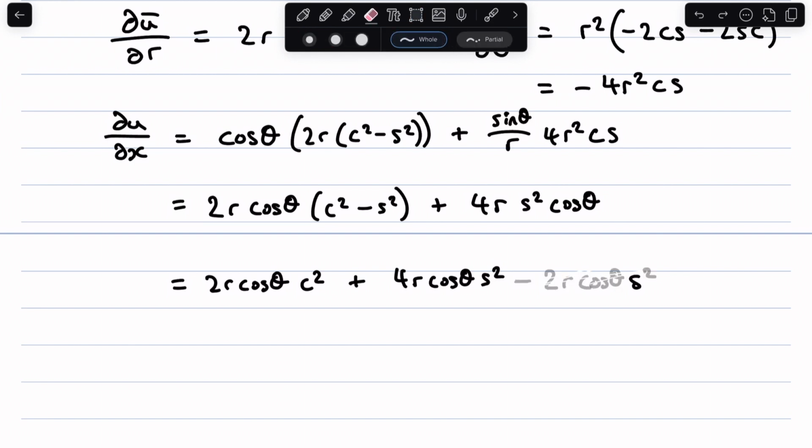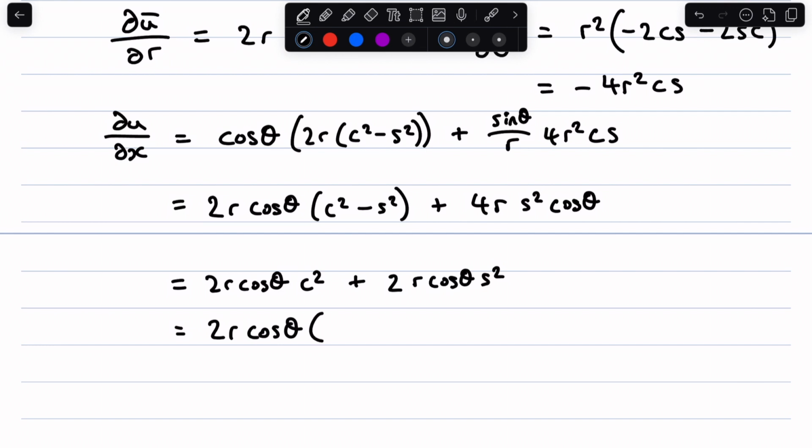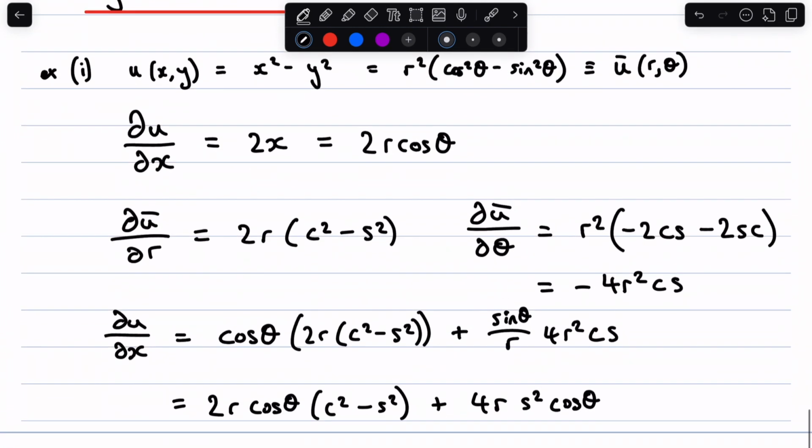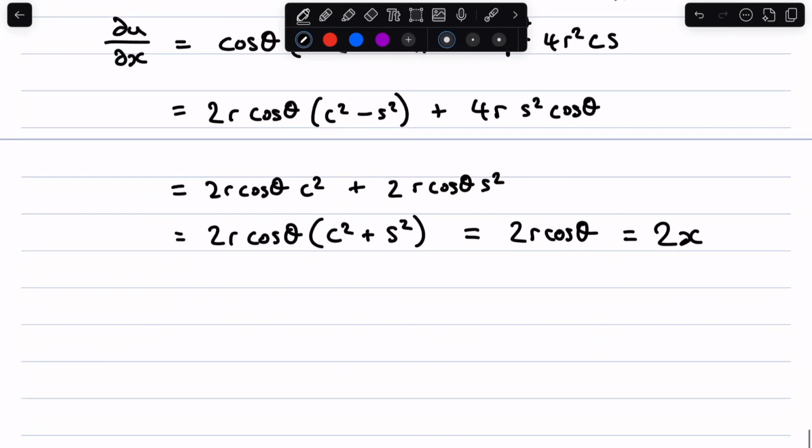So we can get rid of that and just make that a 2. And now you can see this is just 2r cos theta times cos squared theta plus sine squared theta, which equals 2r cos theta, which is our 2x. So we can be confident that our partial differential operator is working as expected.